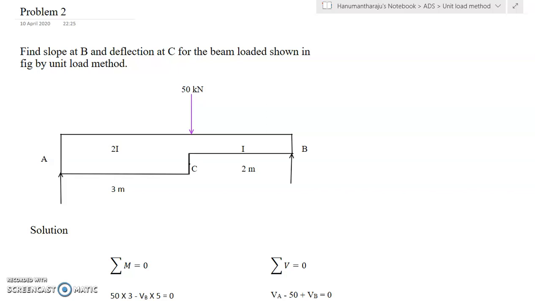Hello everyone. In this numerical problem, we need to find the slope at B and the deflection at C for the simply supported beam loaded as shown in the figure by the unit load method.